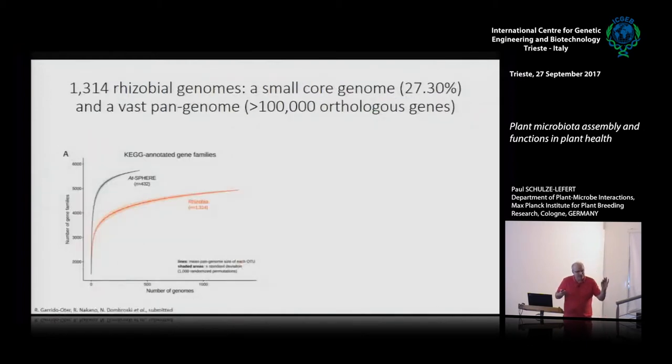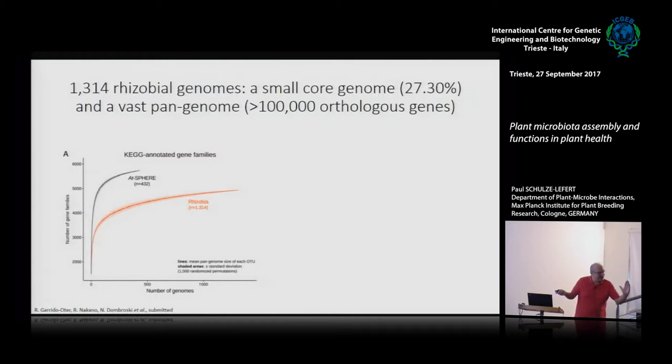I want to give you one important feature of these Rhizobiales genomes. This is a plot of the number of gene families in these 1,300 genomes as a function of the number of genomes. These are KEGG-annotated gene families, so bacterial genes with known gene function. You can see that at roughly 500, 600, or 700 genomes, this curve plateaus. So we've reached saturation, and that is what is called in bacterial microbiology the core genome. The core genome of the Rhizobiales, saturated with our 1,300 cultures, is less than 5,000 gene families. But keep in mind, these are Kyoto Encyclopedia annotated genes.